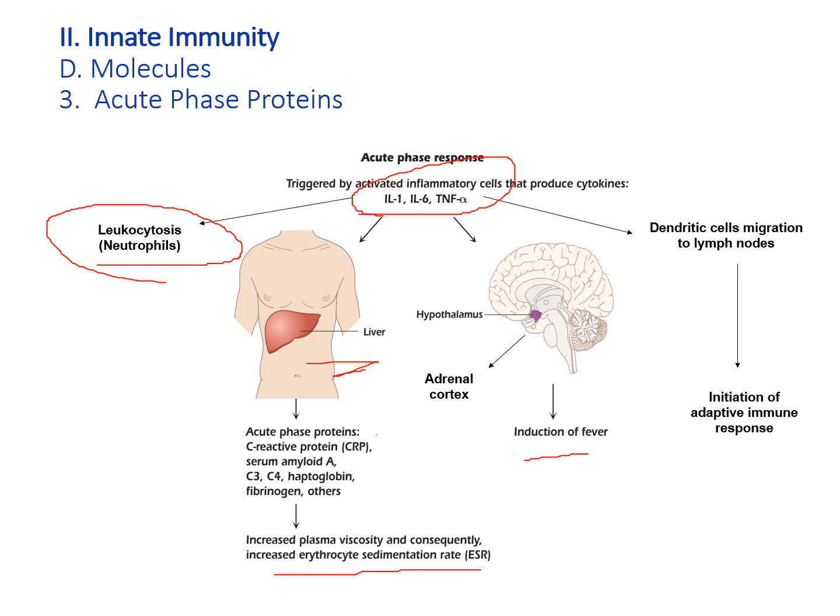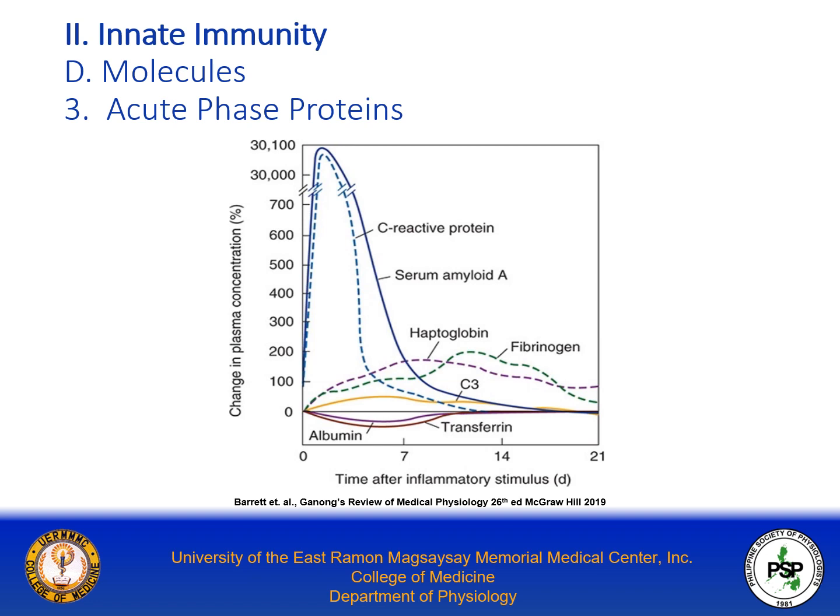There is also the initiation of the adaptive immune response, and this is due to the migration of these dendritic cells to the lymph nodes. Acute phase proteins are proteins whose concentration is increased or decreased by at least 25% following injury. This graph shows the increase in acute phase proteins within minutes after activation of innate immune cells.